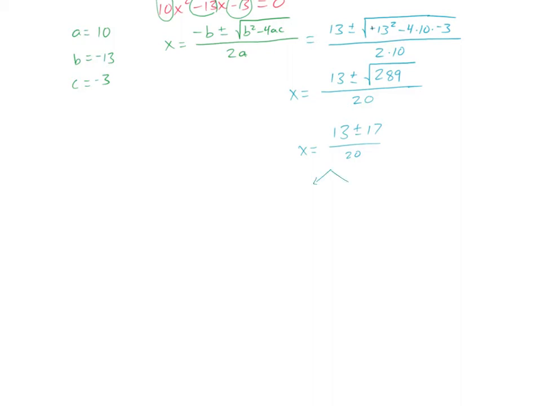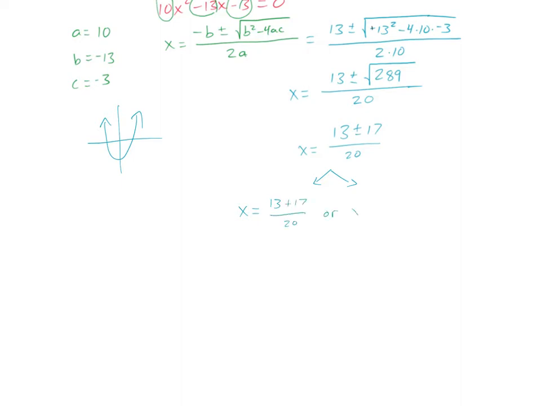But most of the time we found we had a parabola that had 2 x-intercepts, so we'd have something like this. And that's how you get this. The 2 x-intercepts are going to be this plus and minus right there. One of them is going to be with a plus sign, so x could be 13 plus 17 divided by 20.